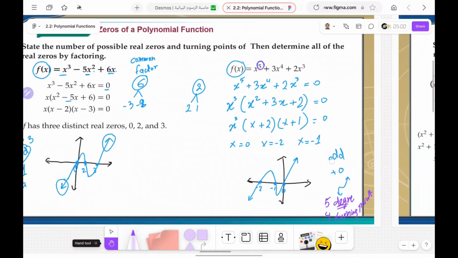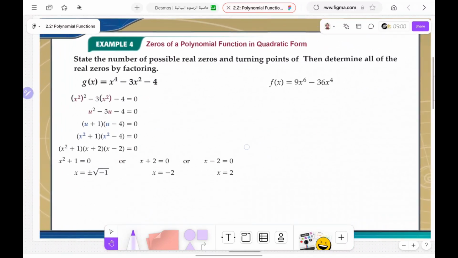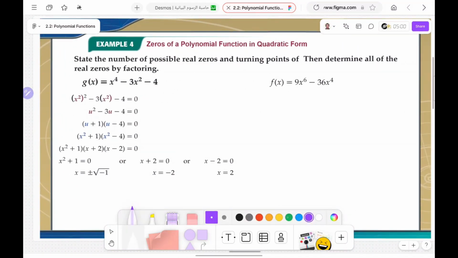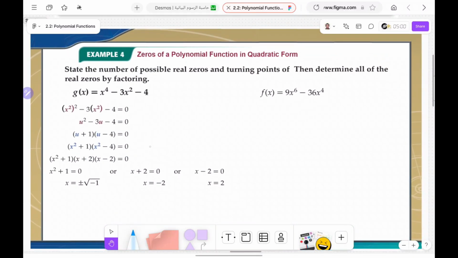Now, let's go next. Let's take this example. This is a different example. Always, as I told you when you start, take the common factor. Do I have a common factor here? No, I don't. But look at the power. As you can see, both of the powers here are even. We know that you studied this one before.